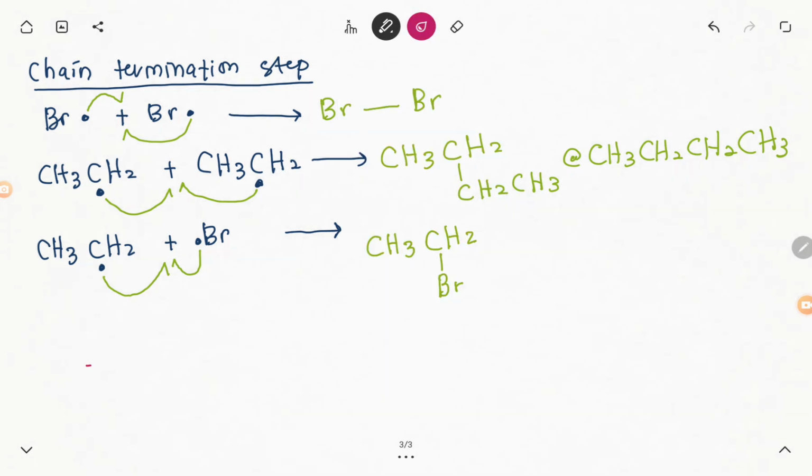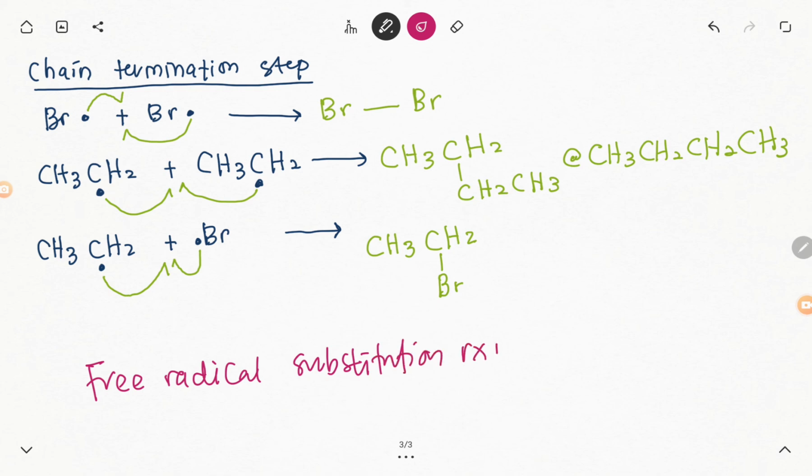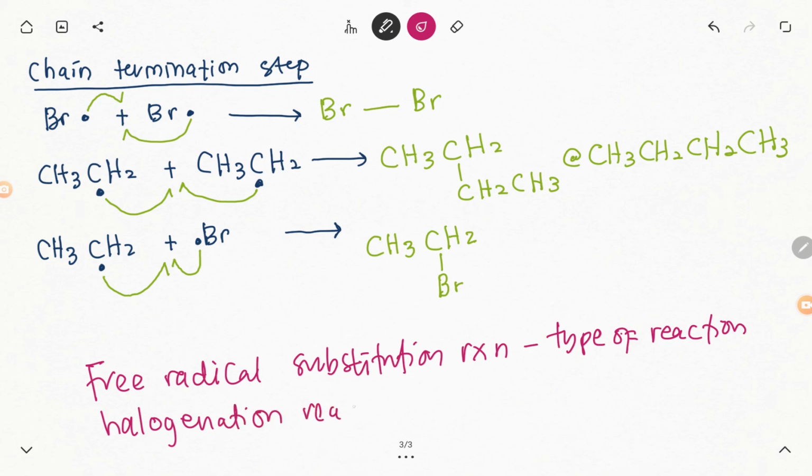We can state free radical substitution reaction. This is the type of reaction, where the process involves a halogen. If we state halogenation reaction, this is the name of the reaction.